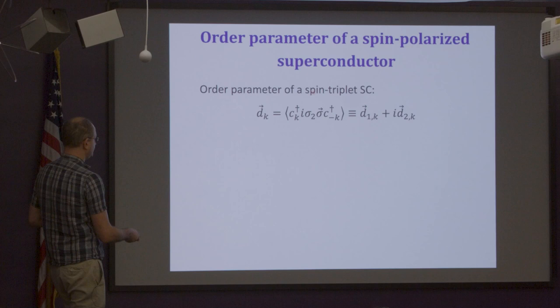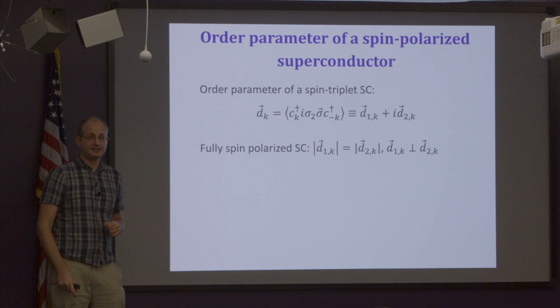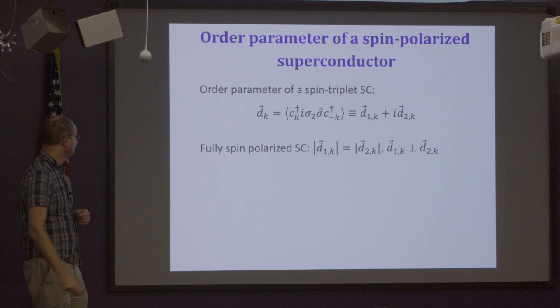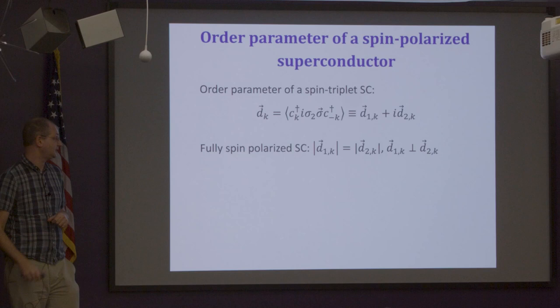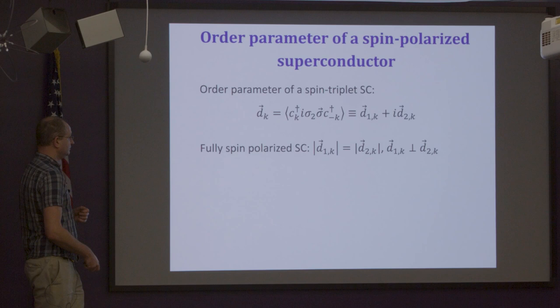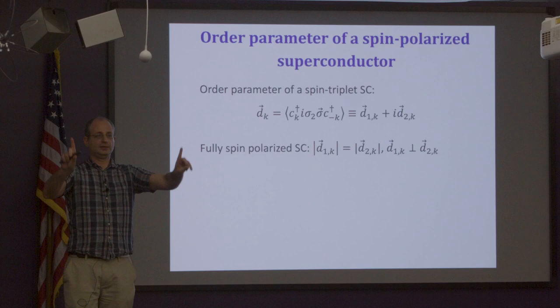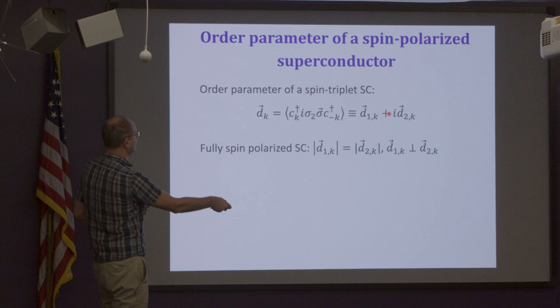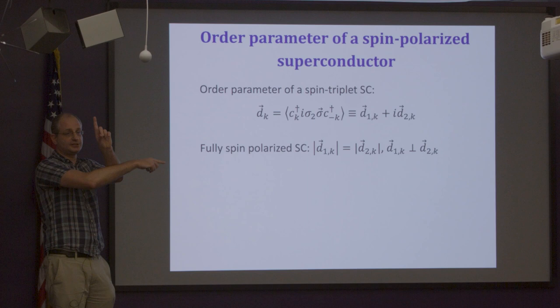The state we're interested in for SC2 is a particular type of triplet. You can have an m equals zero triplet, you can have an m equals one triplet. This is the m equals one triplet in some direction, where the spins are along some quantization axis. In terms of this complex d vector, there's a real part d1 and an imaginary part d2. The fully spin polarized state, corresponding to just two electrons with the same spin polarized along some direction, corresponds to both d1 and d2 being non-zero. Their magnitudes are equal, and their directions are orthogonal to each other.